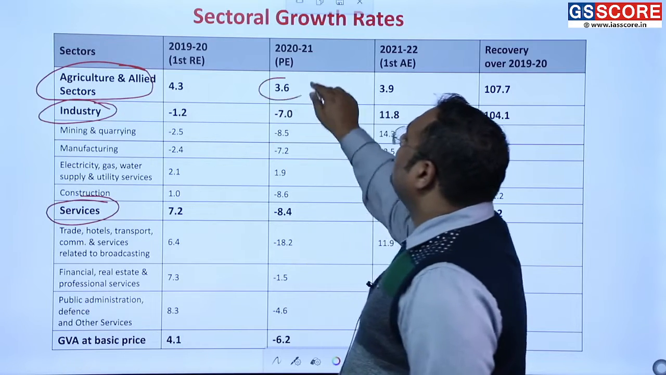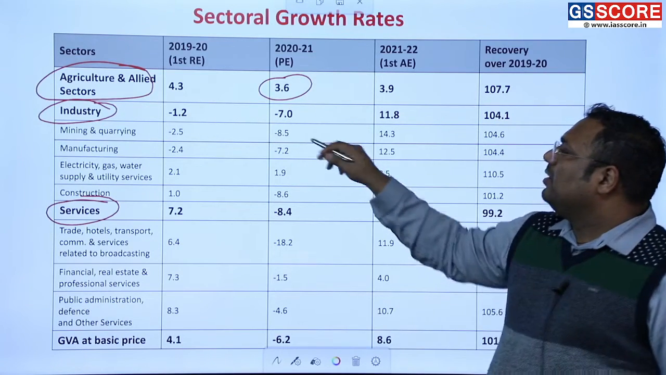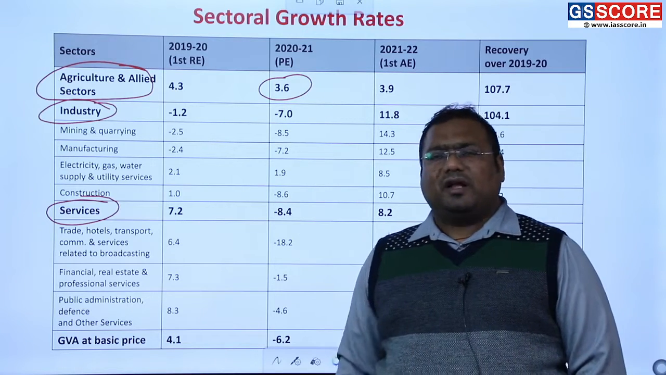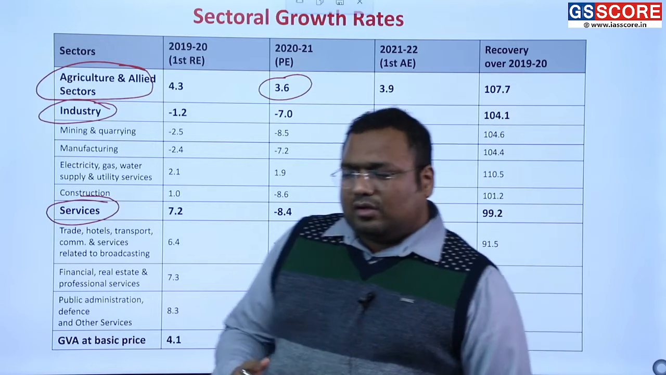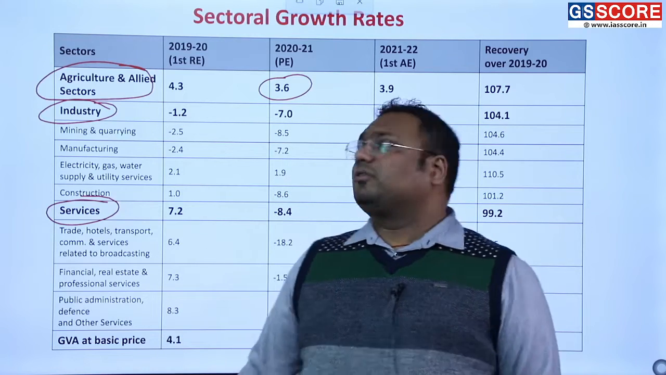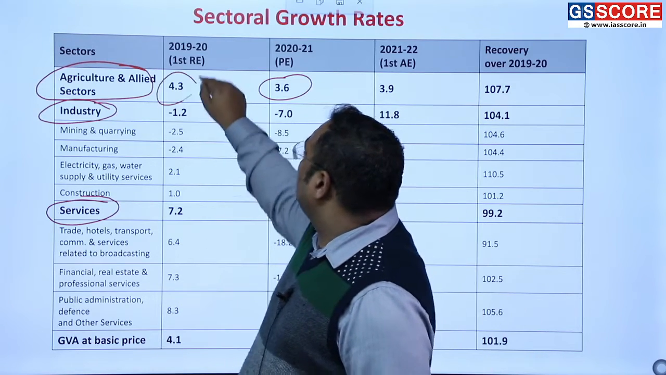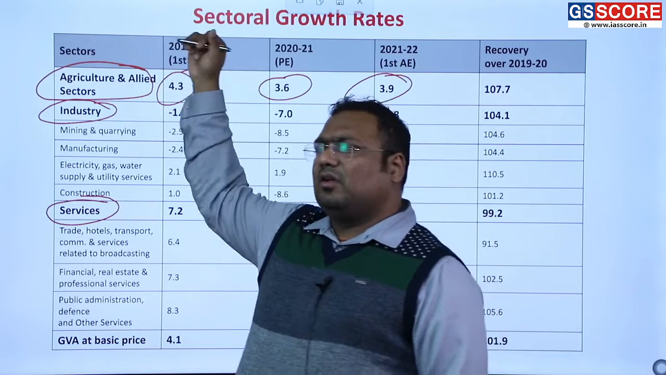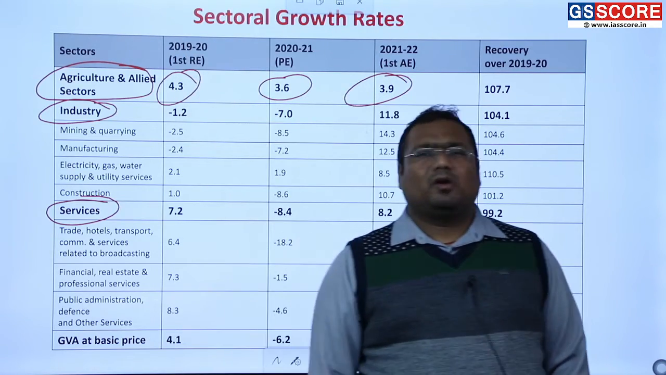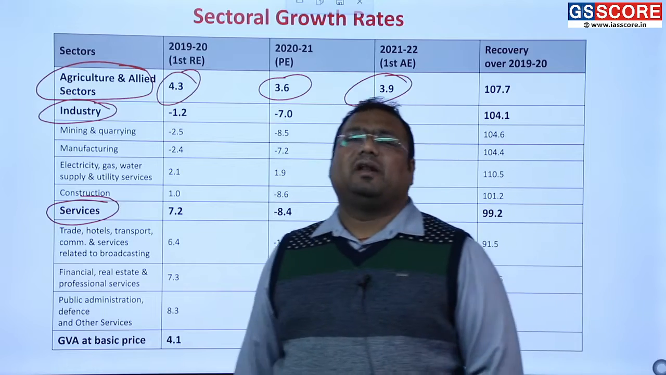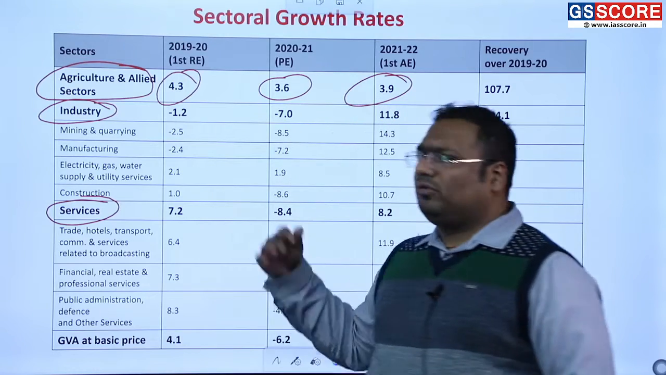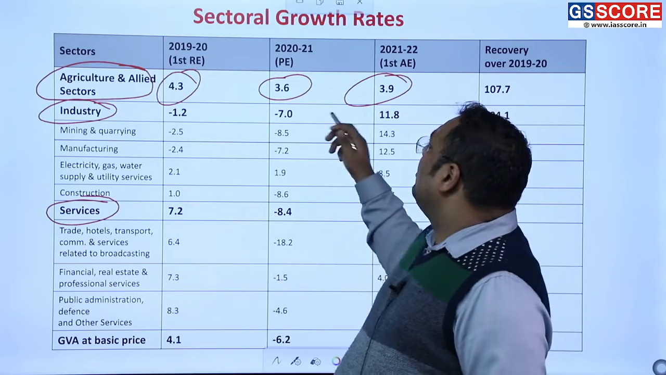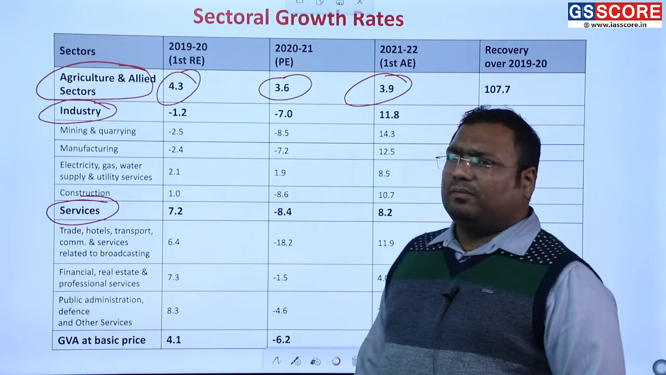Look at this number. This is an outlier. In the entire economy, when there is a decline, agriculture did not decline because agriculture was not affected by the COVID crisis, not at all affected. Roughly the same numbers. Even if we look at the past 10 years, the average agriculture growth would be around 3 to 4%. That is what we are managing. So agriculture performed how it was performing. In fact, it performed better in the last 3 years.